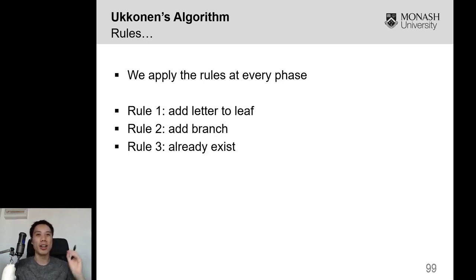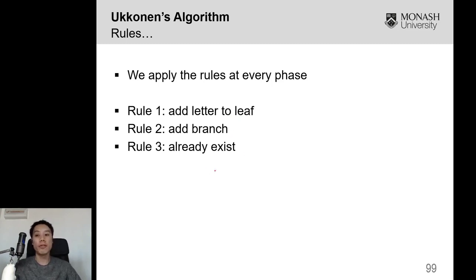Rule number 1, you're adding a new letter to the leaf, right? Leaf of the tree. Leaf means what? It doesn't have any children. Because your leaf doesn't have any children, you can always add a new character and it is still a leaf. Okay.